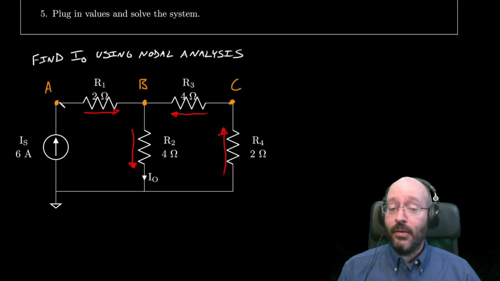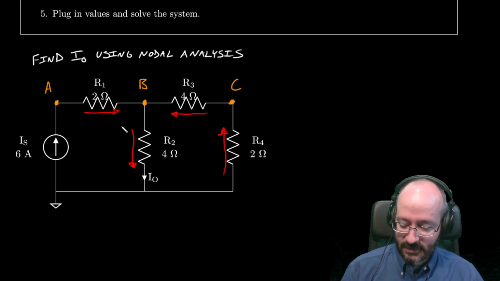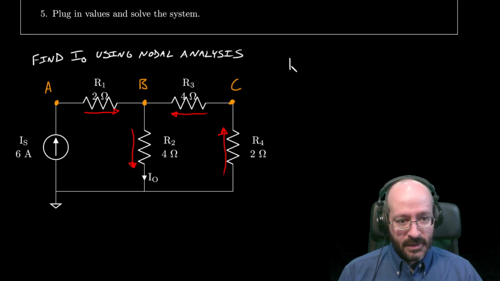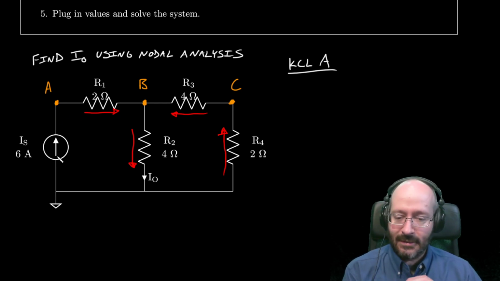Now for each non-reference node, I'm going to write a KCL. So let's start with the KCL for node A. I've got two components connected to it, so I'm going to have two terms in my KCL.